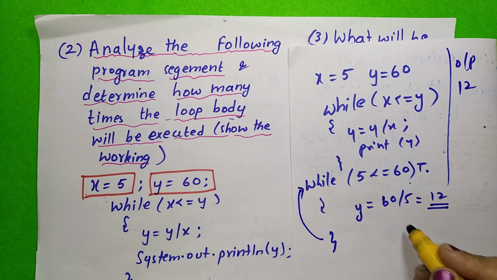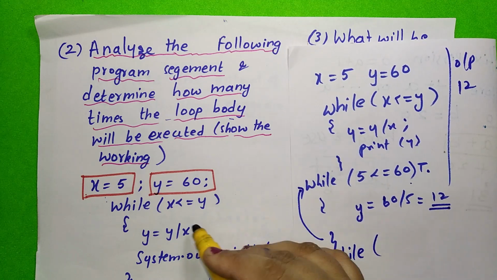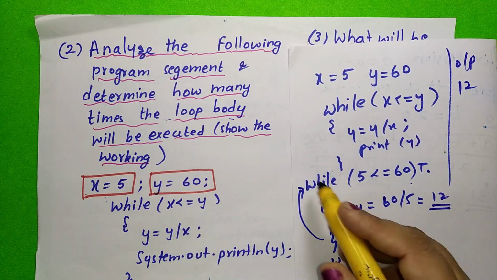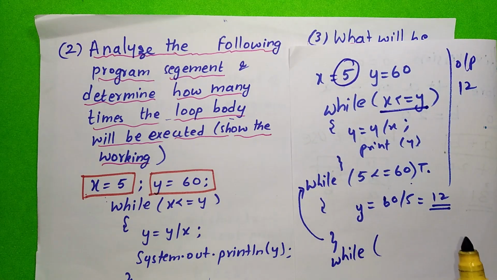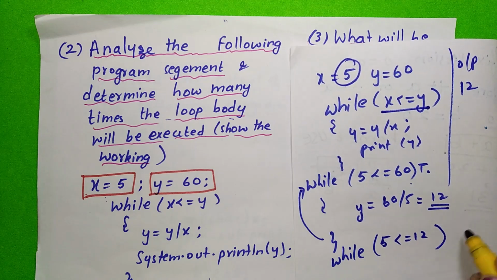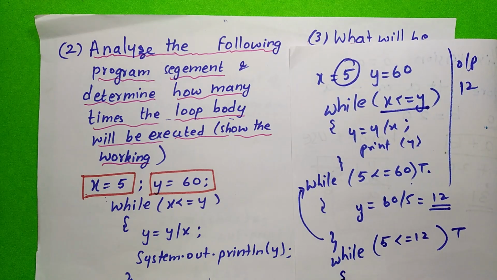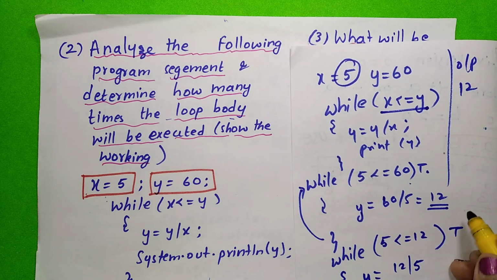It is coming here. Now what is the value of y for us? 12. So it is going to check whether x is less than equal to y. So x is how much? X is constant. It is remaining same. So is 5 less than equal to 12? Yes, 5 is less than 12. So now it will become y is equal to 12 by 5.